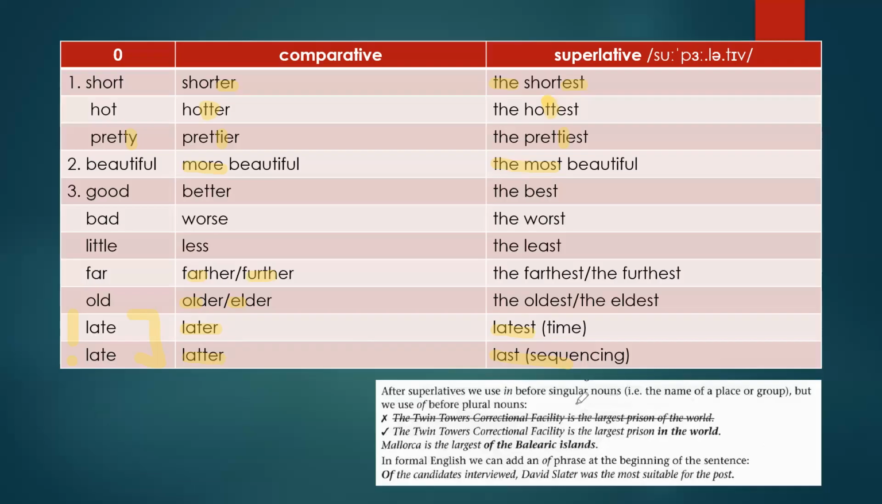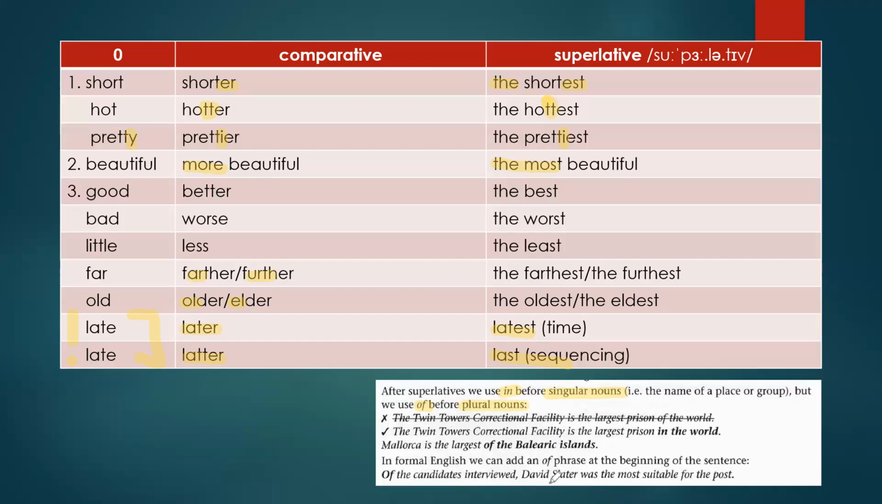After superlatives, we usually use in or of. And if we speak about time, we use of. This is the best day of my life. But if we speak about just nouns, we use in when we speak about singular nouns and of if we speak about plural nouns. Look at the examples.